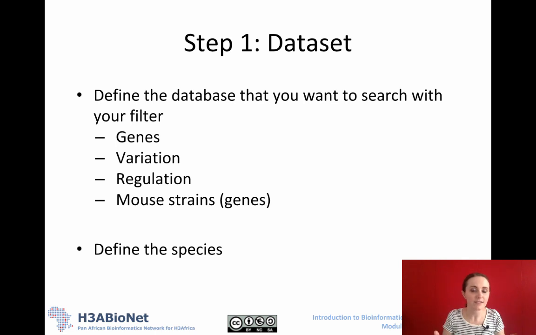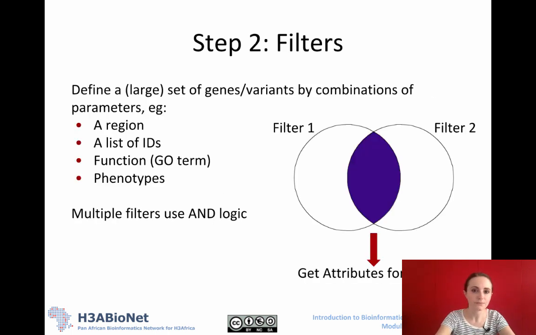So dataset is defining which database you actually want to search. So this is the genes, variation, regulation. There's also another database in there called mouse strains, and that's looking for genes between different mouse strains. And you define the species. So you might pick genes and then human, for example.